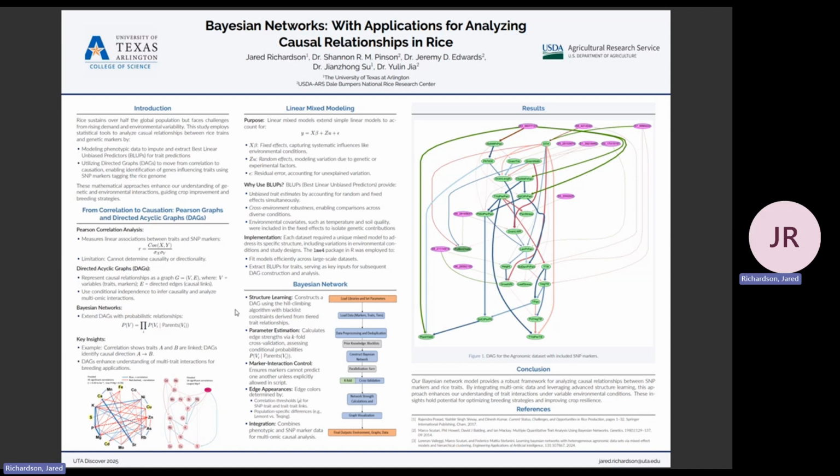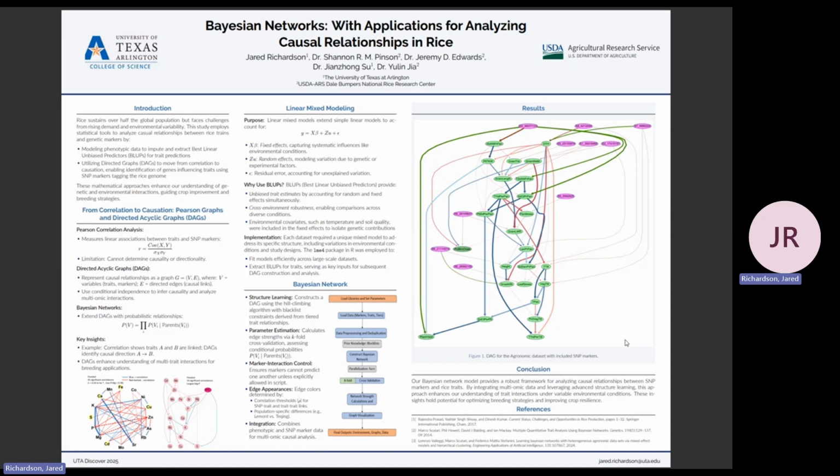Then we estimate the parameters of the network, that is, the actual values of each conditional probability. And to do this, we utilize k-fold cross-validation. This means we divide our data into folds, train on some, test on others, and repeat. And after this is all done, we get nice graphs that look like this.